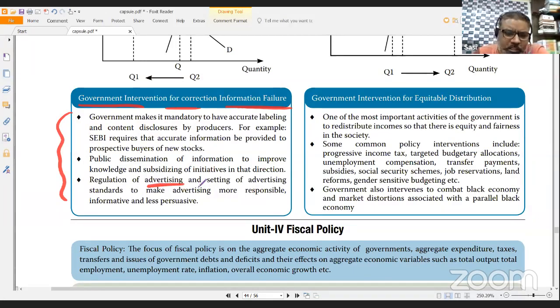And also advertising standards and regulation also have to be done. Unfortunately, in real life, that is one front where our government is failing. Can't help it. But ideally, government should regulate advertisements also to correct the information failure. Information failure cannot be permitted by the government.